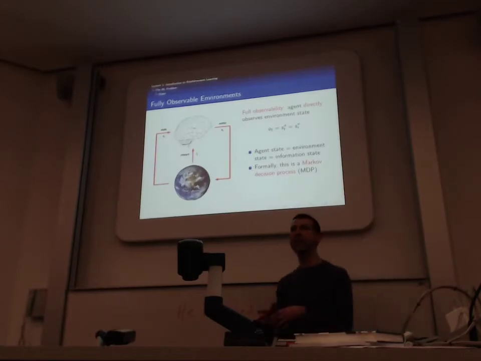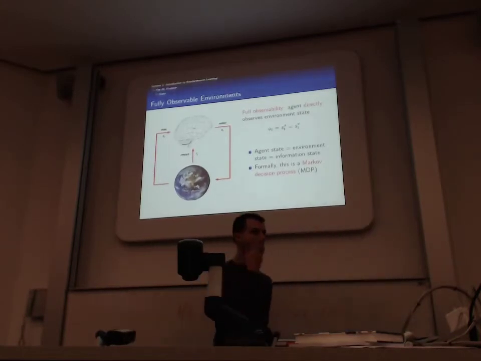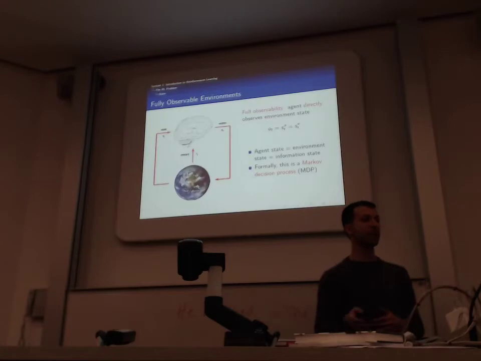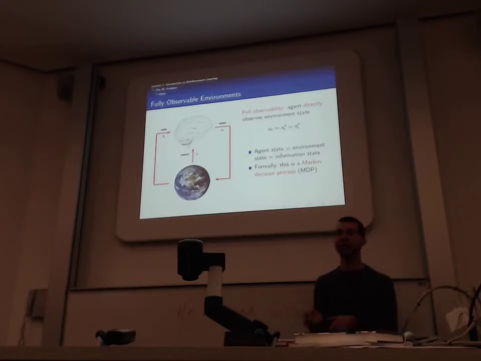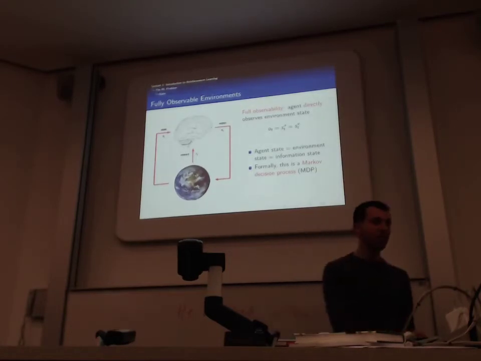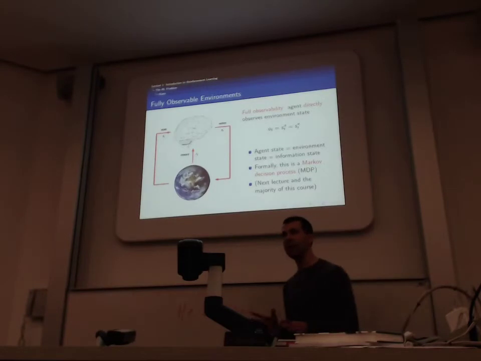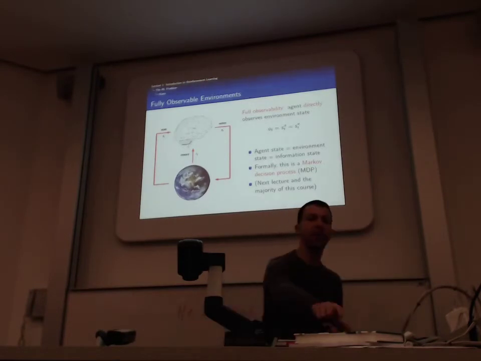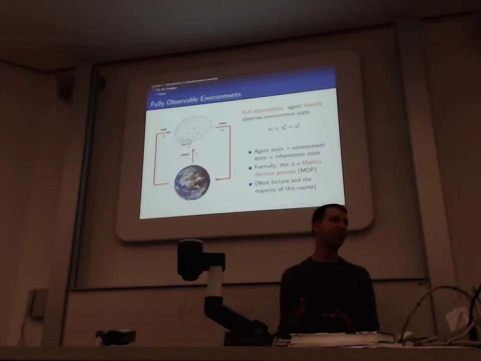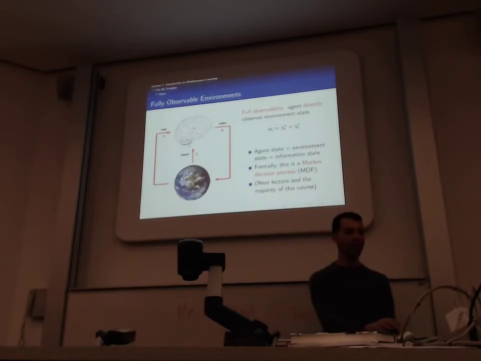Now, formally, this particular case, which we'll do in more detail, is known as a Markov decision process, and that's going to be the topic of the next lecture. The majority of this course, and indeed both of these textbooks, as I mentioned, is concerned with the fully observable case. So what's the other case?